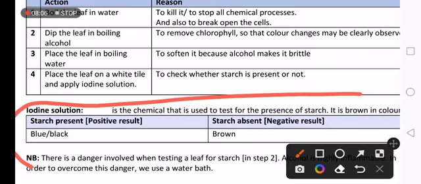This table is very clear. Starch present, positive result, blue black. Starch absent, negative result, it will remain brown.